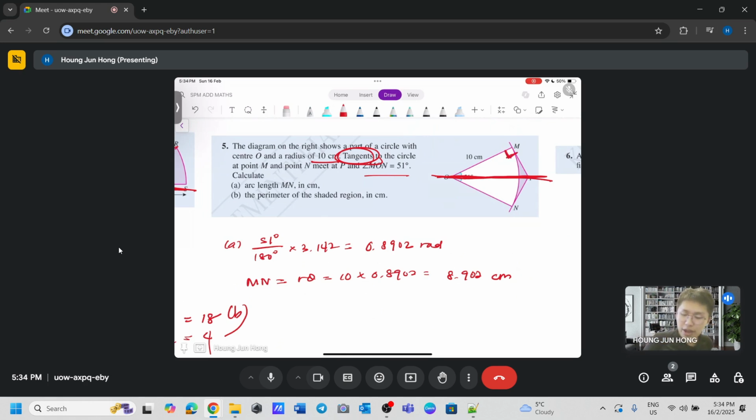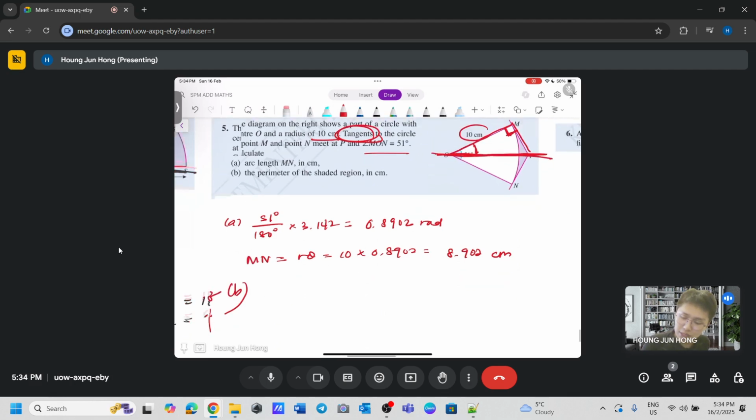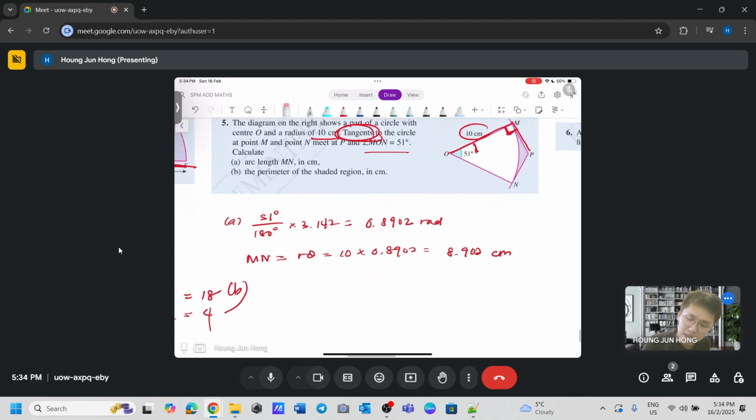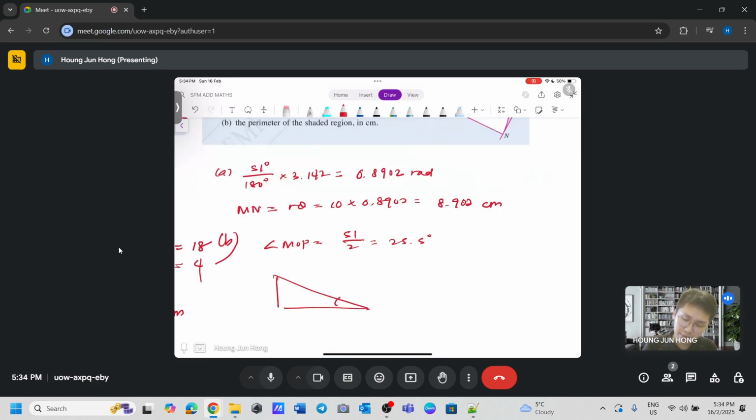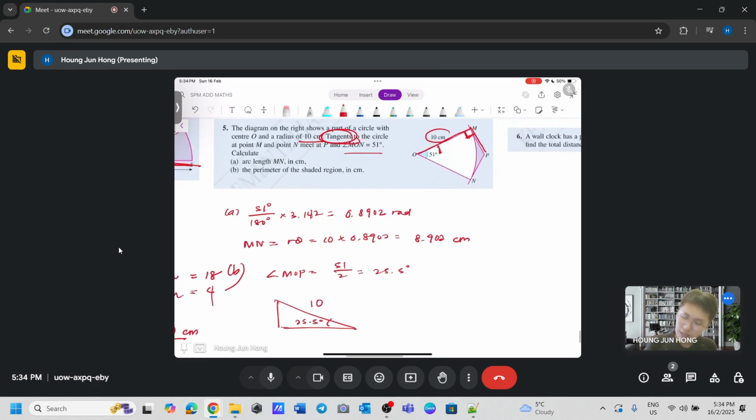You see again, you have a right angle triangle. You have a side. You also have an angle here, by the way. Don't forget your angle. Let's just say the angle MOP is supposed to be 51/2, so 25.5 degree. Now you have everything. Again, let me draw the right angle triangle again. You have 25.5 degree. You have the radius of 10. And you want to find this one. So how to find MP?